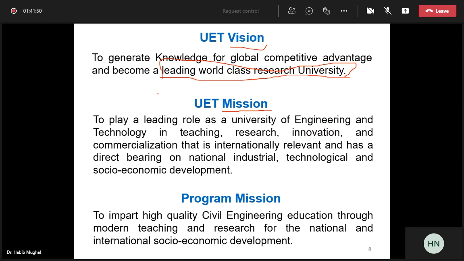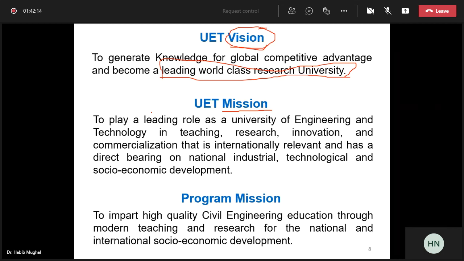Its graduates are all over the world, so it surely will be. No, it's not a research university. UET is not a world-class research university. Yes, UET wants to become a world-class research university. That's why this is the vision statement, all right?